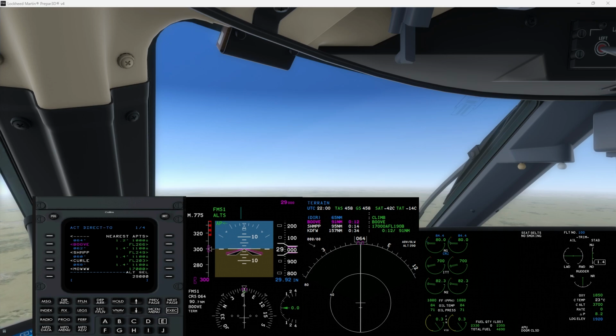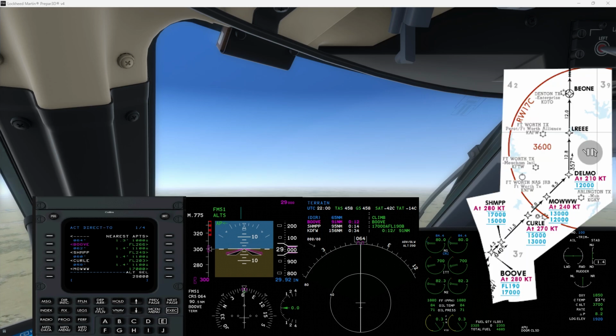So to quickly look at it, I have MOVE at 280 knots between flight level 190 and 17,000. Then I have to cross SHIMP at 280 knots at 17,000 to 15,000. Then CURL at 270 knots between 15,000 and 13,000. Then MAO at 240 knots from 13,000 to 12,000. Then DELMO at 210 knots, and we have to cross DELMO at 12,000.